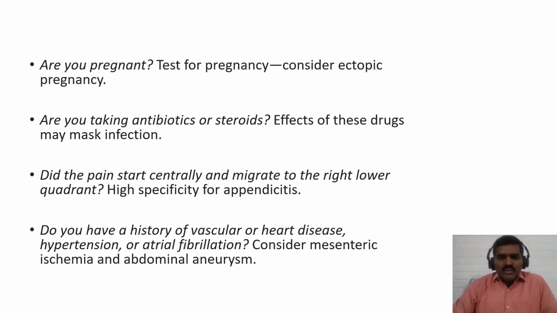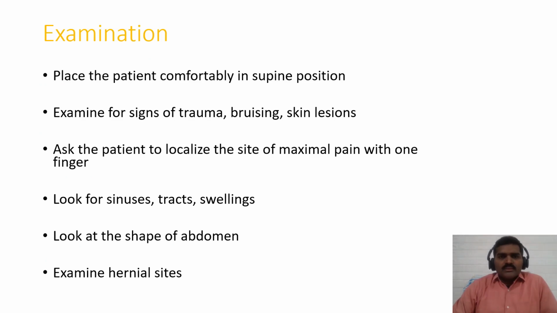Following your history taking and careful documentation of the history in the patient's own words, you need to proceed to examination. The patient should be placed comfortably, preferably in supine position. Examine for signs of trauma, bruise, and skin lesions. Ask the patient to localize the site of maximal pain with one finger. Look for sinuses, tracts, and swellings over the abdomen. Look at the shape of the abdomen, whether it is distended, flat, or scaphoid.